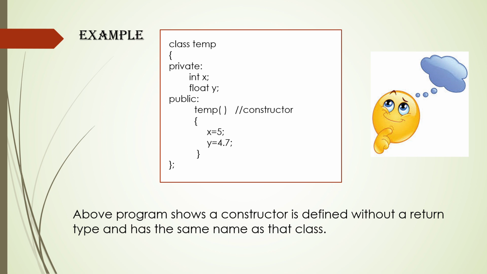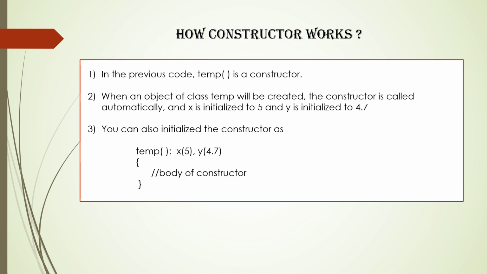So this is how the constructor is defined. Now, how the constructor works. In the previous example code, temp was a constructor. So what does the constructor do? When an object of class temp is created, the constructor is called automatically, and x is initialized to 5 and y is initialized to 4.7.